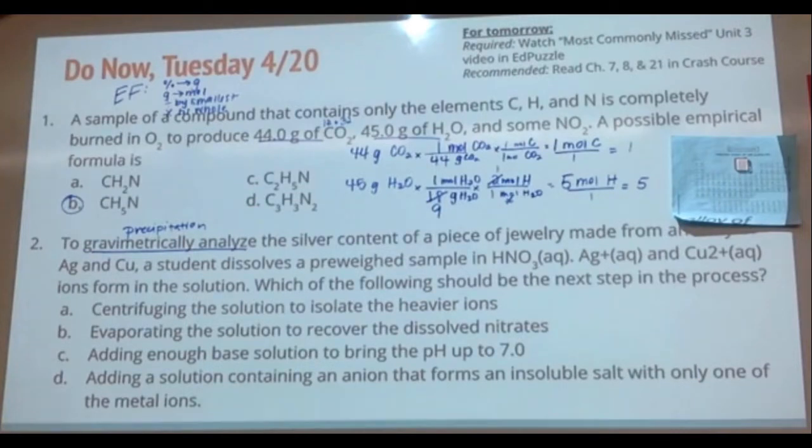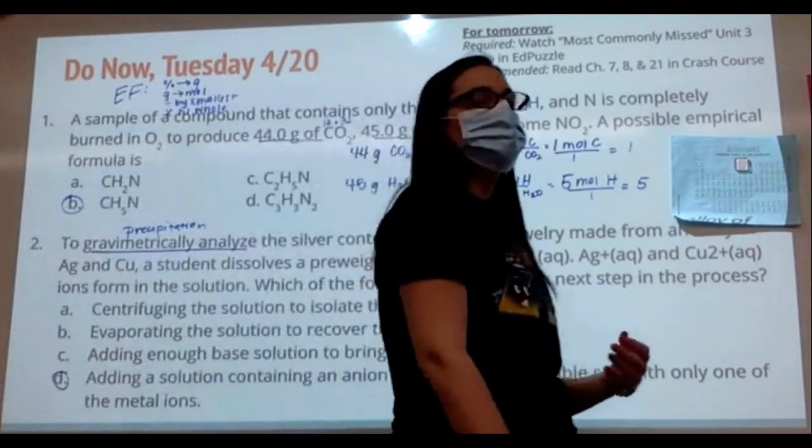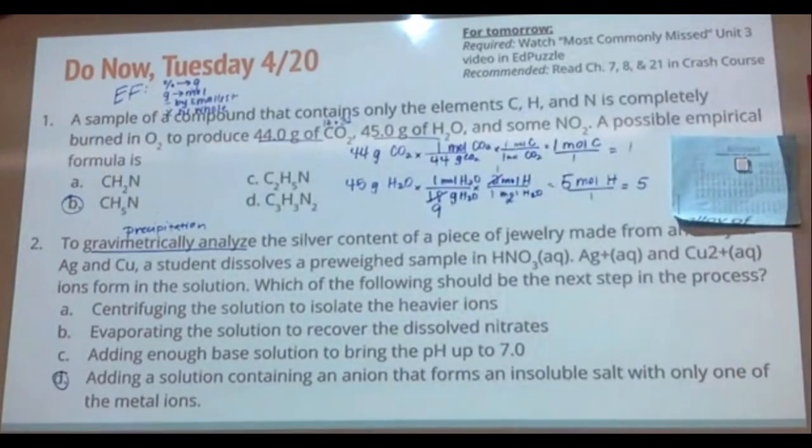So all you have to do is read the answer choices to figure out which one of those answer choices talks about getting a solid out of the mixture. If we read through each of these, the only one that talks about forming a solid is D. When we add a solution that contains an anion that will form an insoluble salt, that means it's forming a solid with one of the metal ions. Then after that, we would be able to filter, collect the solid, and then we could determine how much silver we had.